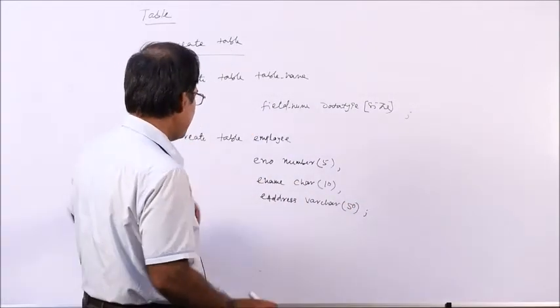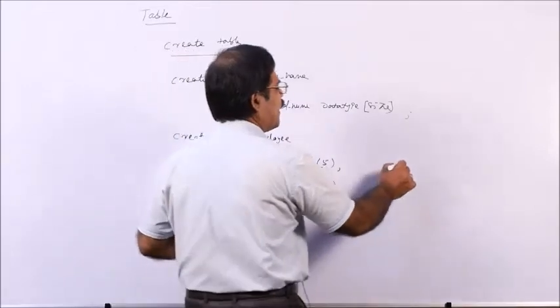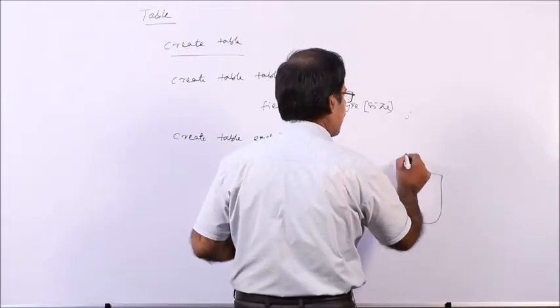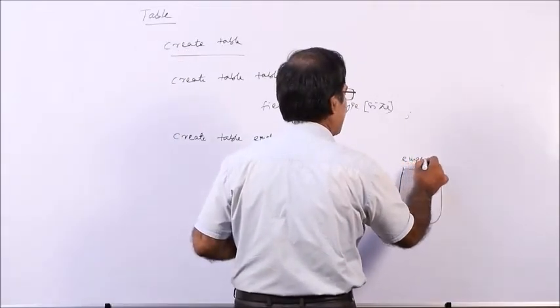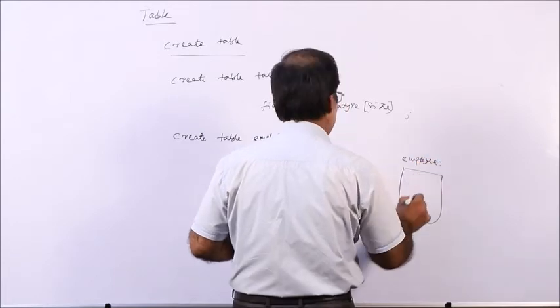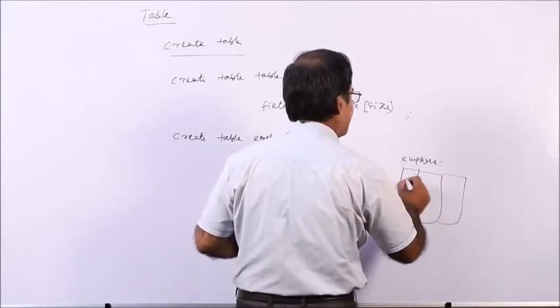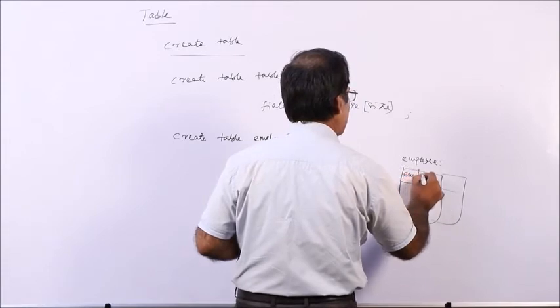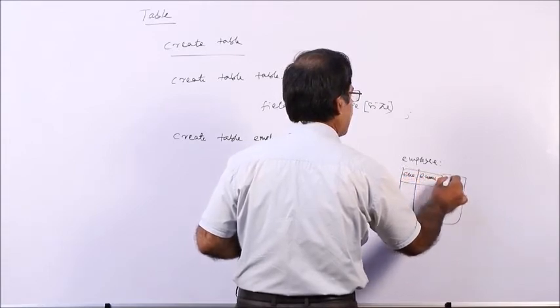So, that means in the name of employee, we have to create a table. The name of the table is employee. How many fields? The table has 3 fields: employee number, employee name, employee address.